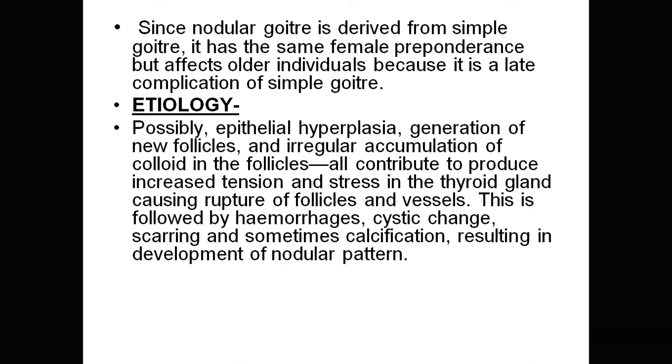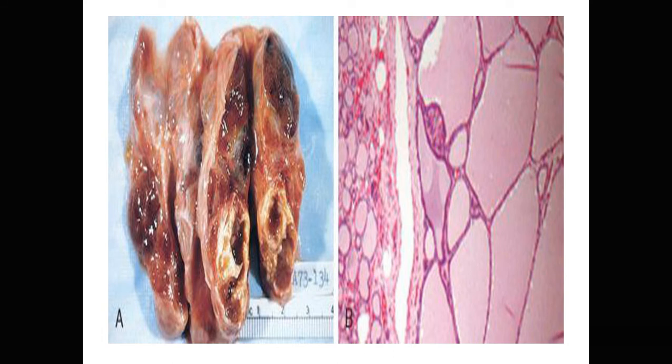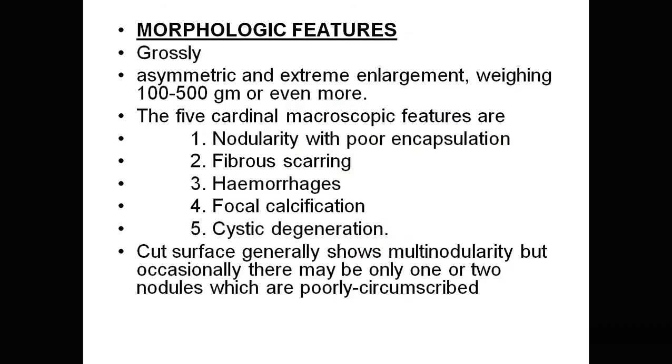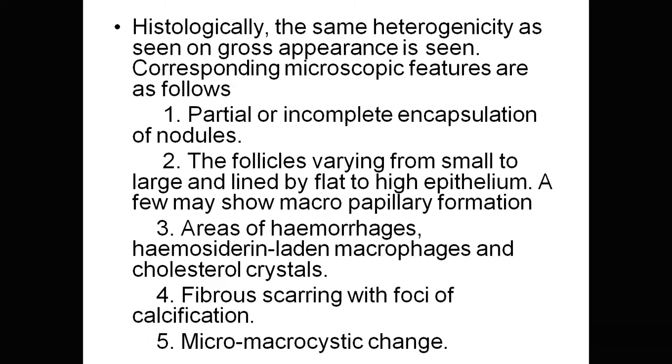As we discussed, there is epithelial hyperplasia and generation of new follicles. This is the photograph of the multinodular goiter. Some follicles are hyperplastic and some are in the involution stage, so fibrosis and hyperplasia occur simultaneously in the thyroid gland. So asymmetric and extreme enlargement, nodularity, fibrous scarring, hemorrhage, calcification, and cystic degeneration are all the cardinal features of multinodularity.